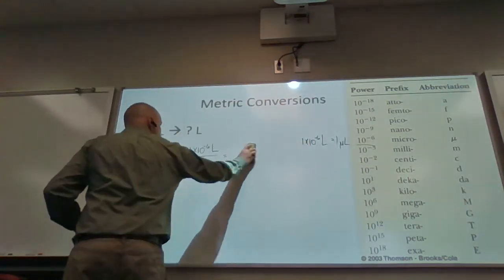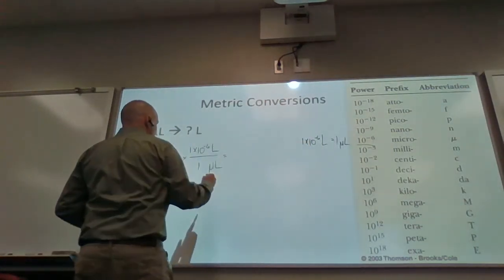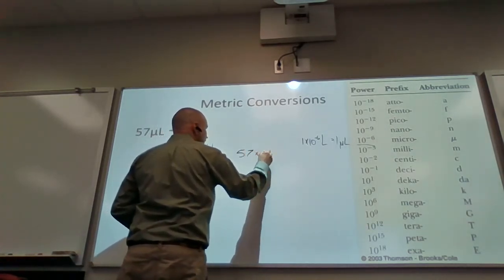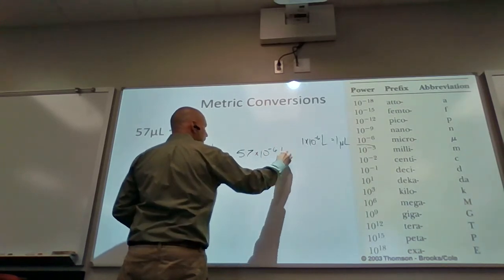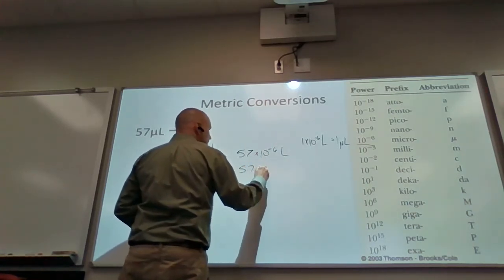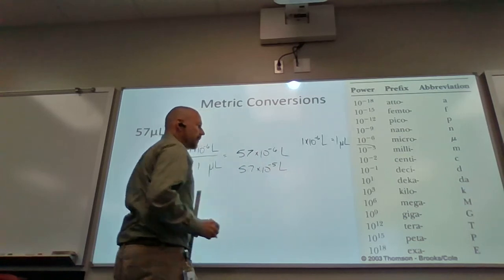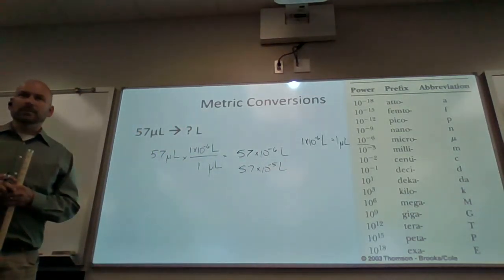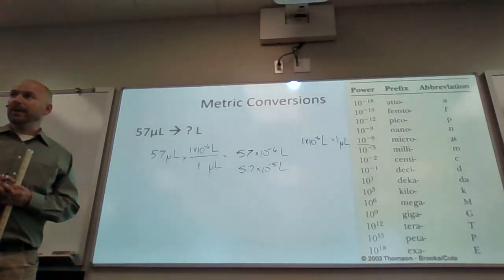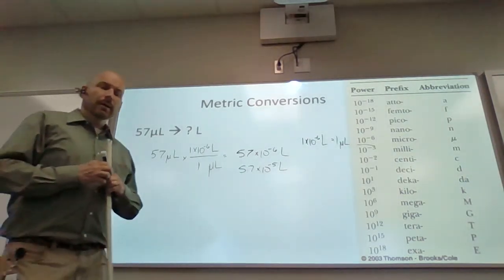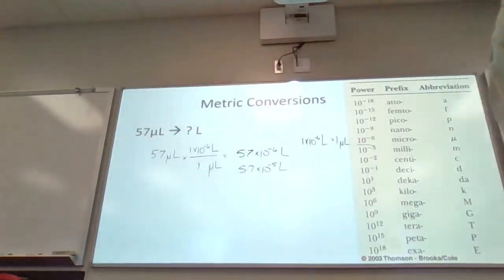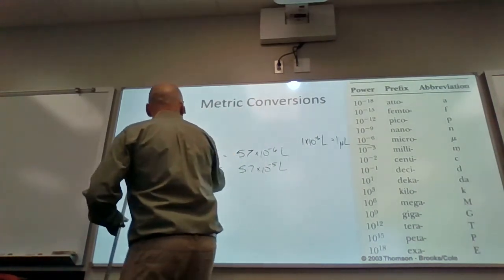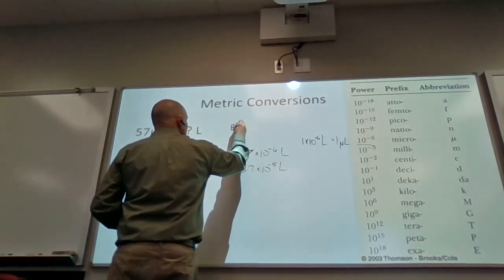Okay, so the answer, if you know how to do scientific notation, it's just 57 times 10 to the negative 6 liters, or 5.7 times 10 to the negative 5th liters. This is the more correct scientific notation. Okay, good with that? Scientific notation, here's a button.